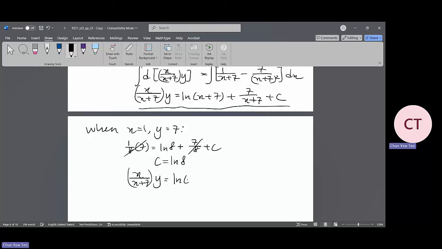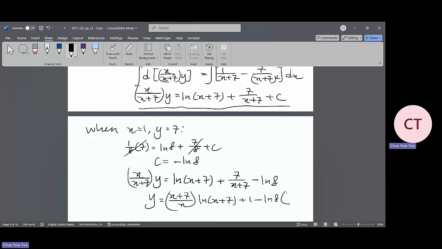Then you get this. C is ln 8. Oh, negative ln 8. Negative ln 8. Okay, then your y will be x plus 7 over x multiplied by ln x plus 7. This one is 1 minus the ln 8 of x plus 7 over 7.